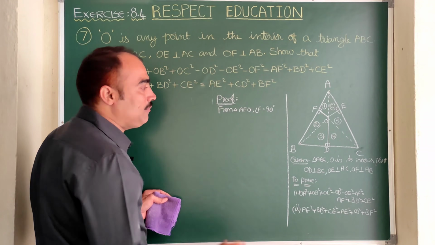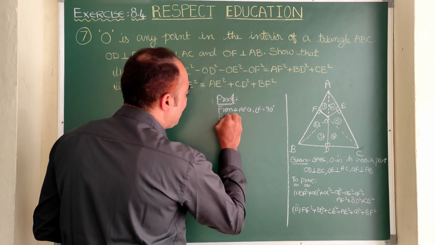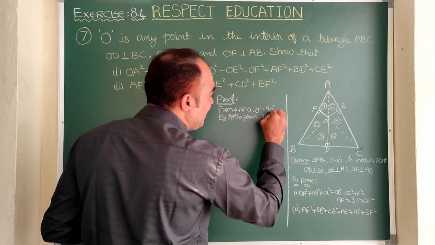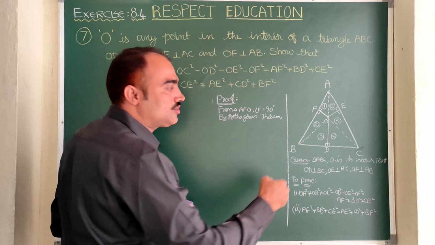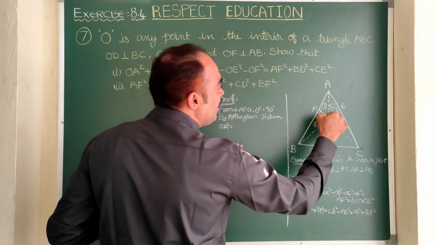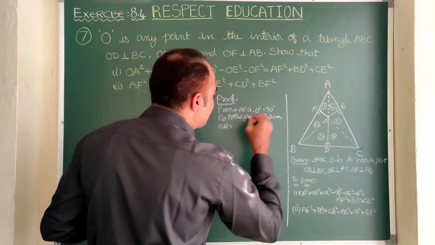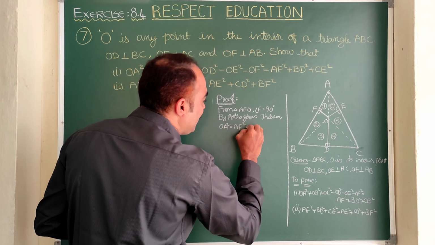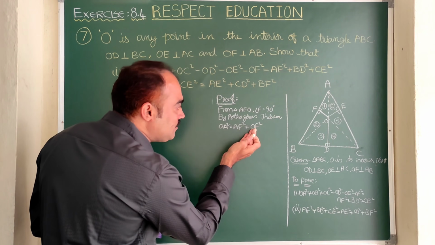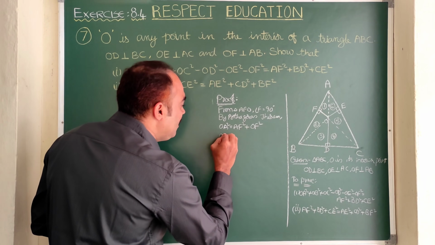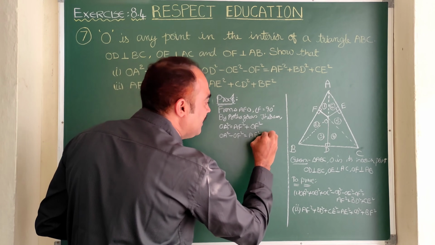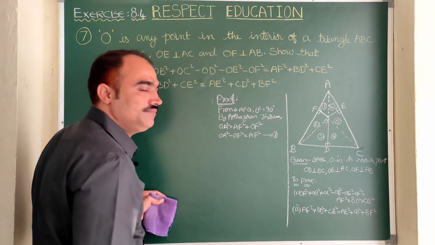Now I am going to apply Pythagoras theorem. So by Pythagoras theorem, here hypotenuse square, meaning OA square, is equal to AF square plus OF square. So if you bring this OF square to this side, it becomes OA square minus OF square is equal to AF square. This can be taken as equation number 1.